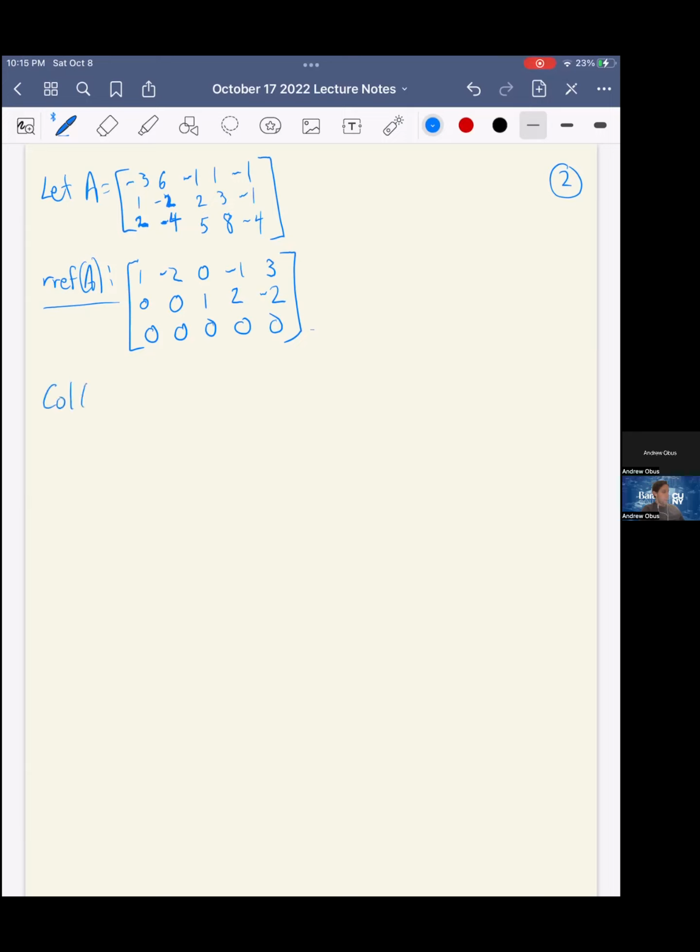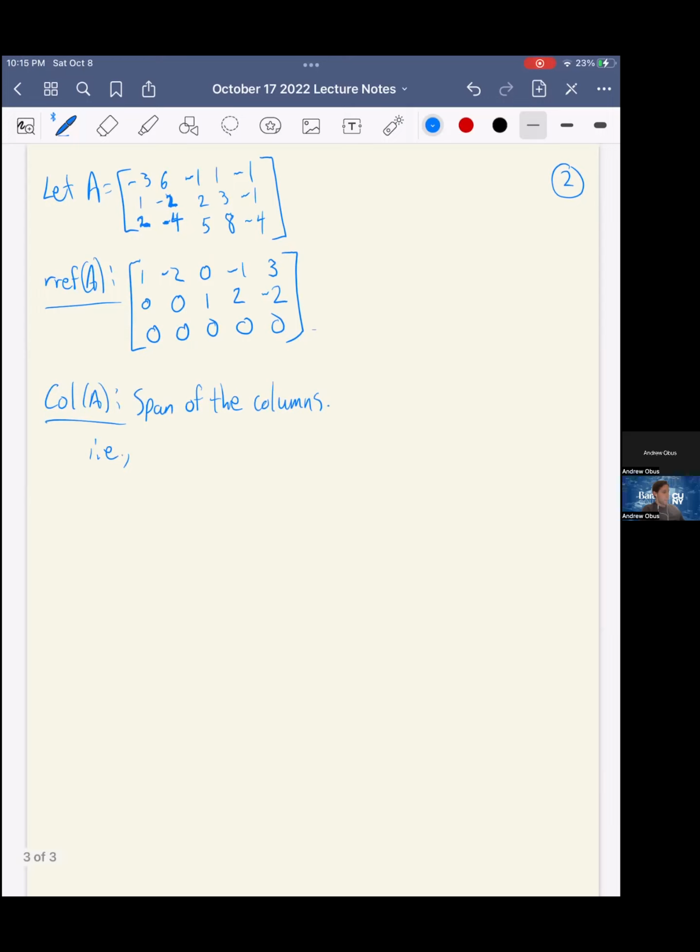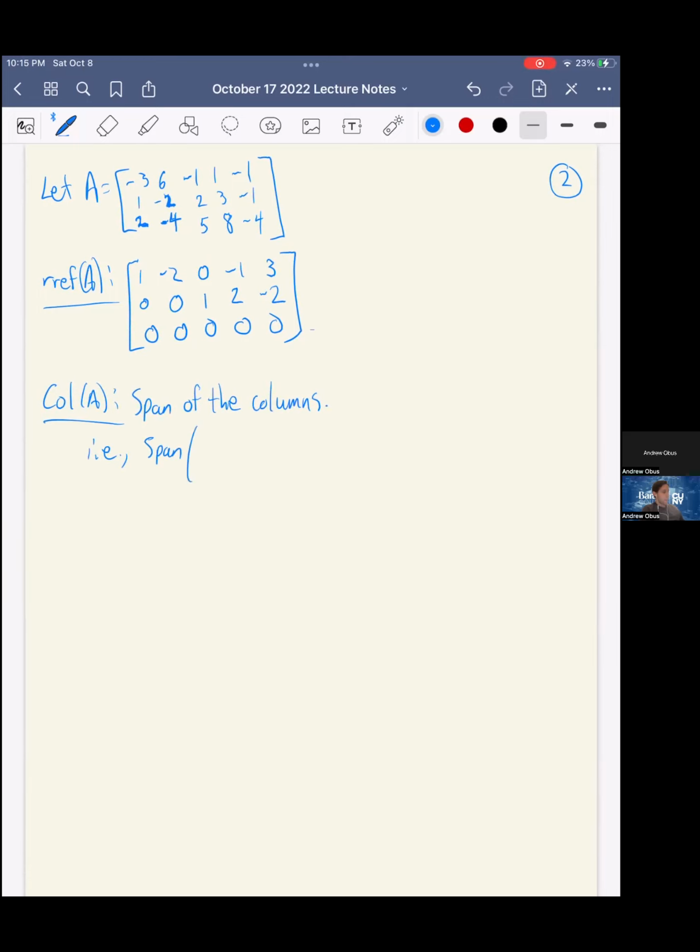Okay, well, the column space of A is easy, right? The column space of A is just the span of the columns. Right, so we can write the column space of A, that is, the column space of A is just the span of all of these columns of A. So -3, 1, 2, 6, -2, -4, -1, 2, 5, 1, 3, 8, and -1, -1, 4.